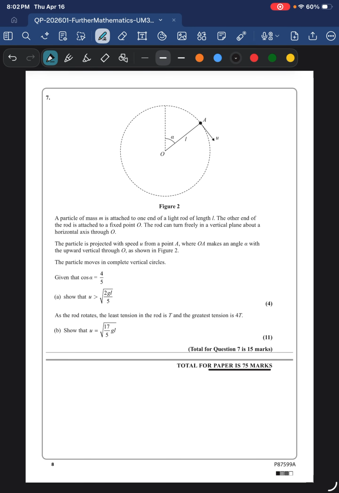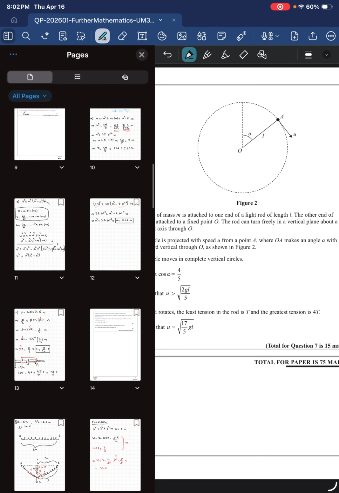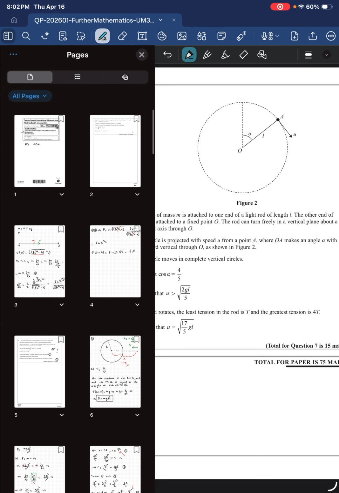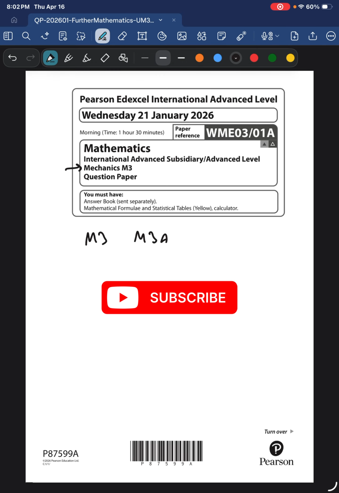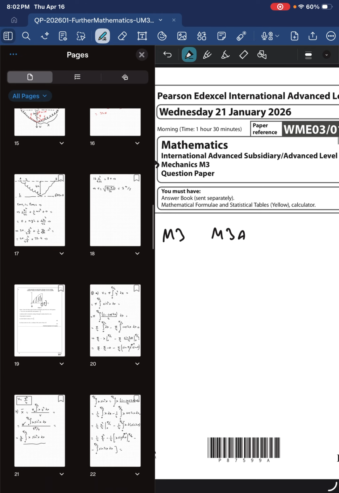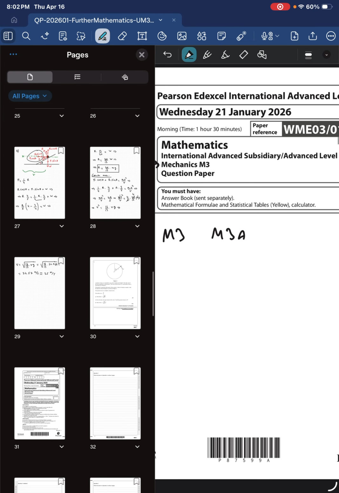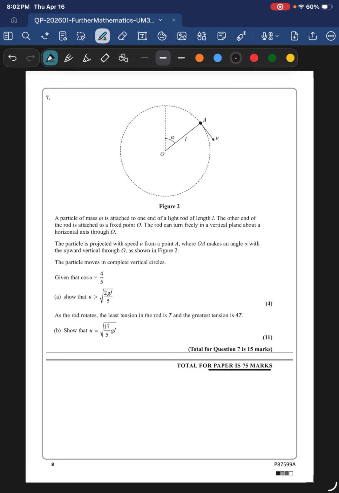So the total for the paper is 75 marks, and I believe you have 2 hours. Let me see, because I commented on how much time you should spend on each problem. So you have 1 hour and 30 minutes, so 90 minutes. The paper awards 75 marks. So yeah, that's a good rule still. So about a minute per mark. But let's go back to question 7.